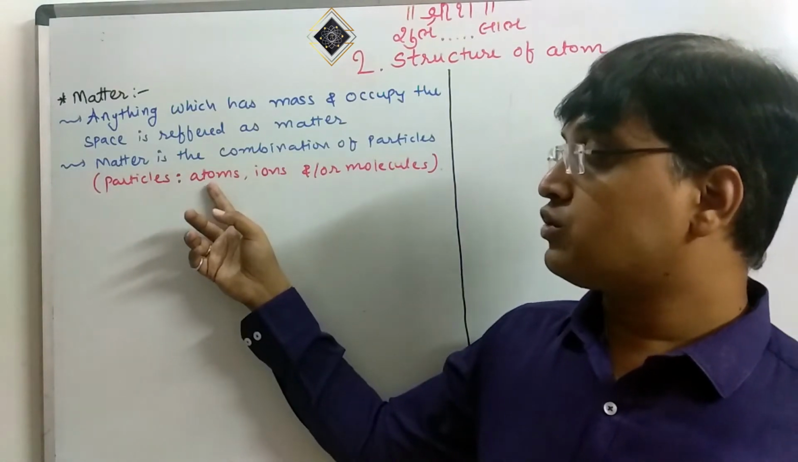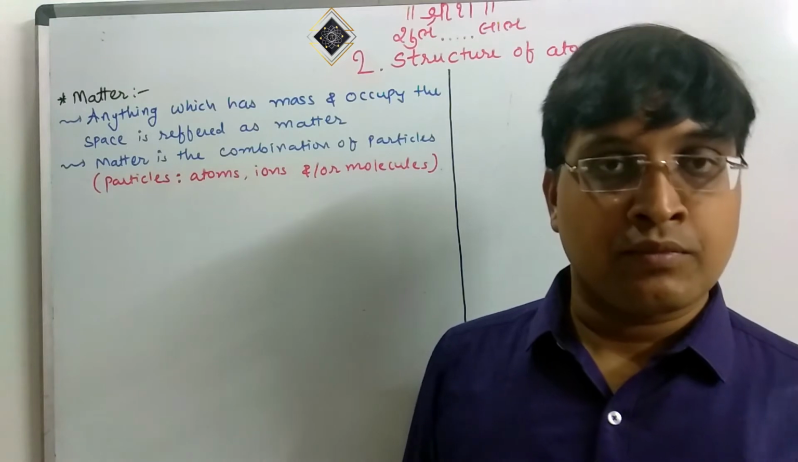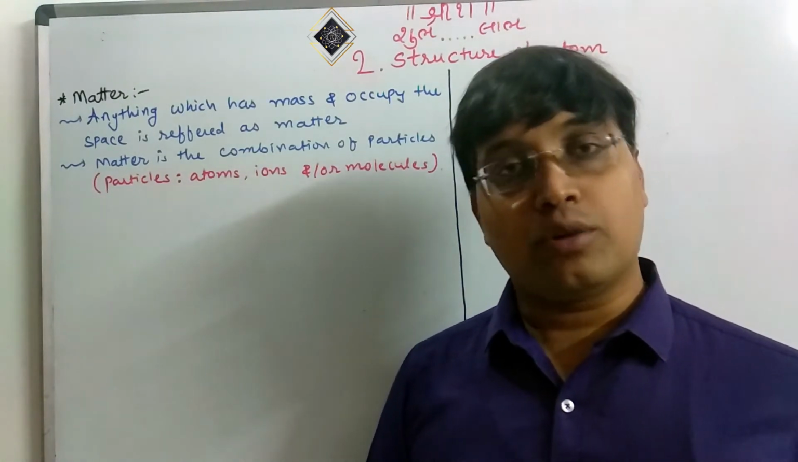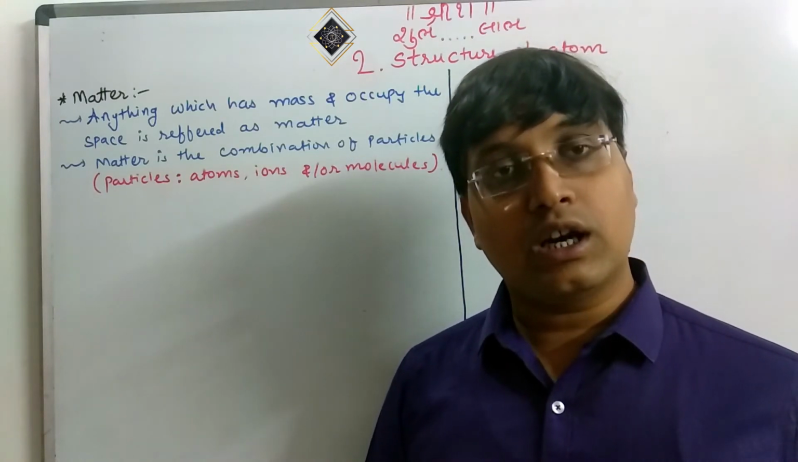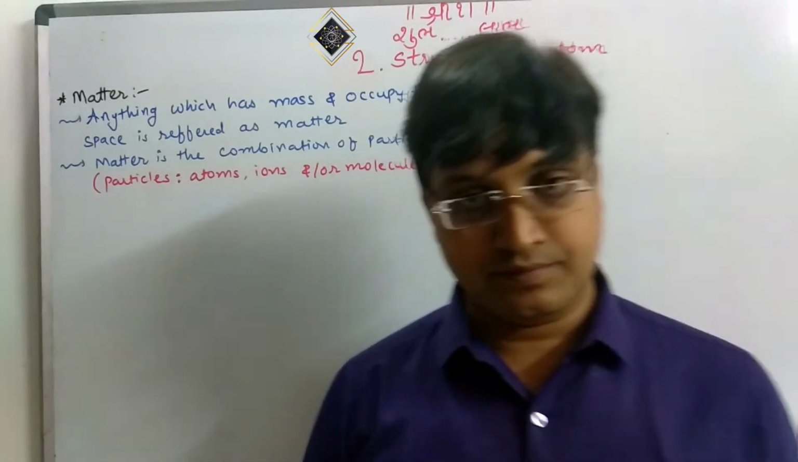Today we are going to study some basic information about atoms. The word atom is actually derived from the word atomia. Atomia, the meaning in English, is uncuttable or indivisible. Atom.